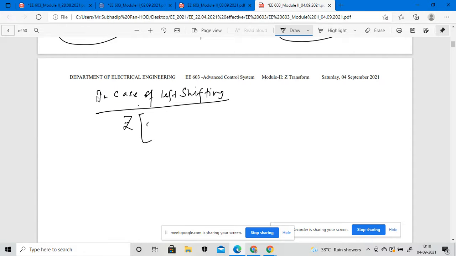Transform of x of t plus nt. Is it? Am I right? Am I wrong or am I right?